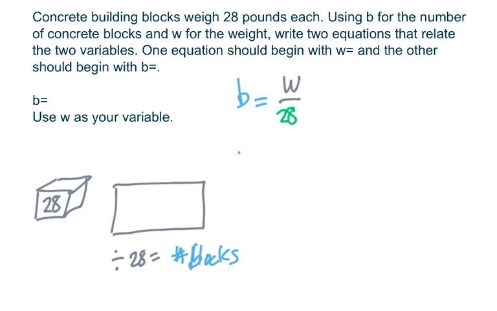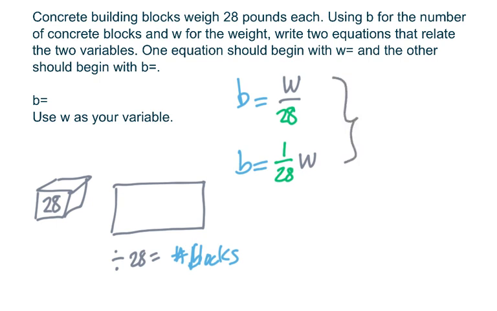Now there's another way we could write it. We could say B equals, and then rather than dividing by 28, we could multiply by 1/28, and we could multiply that times the total weight that we have, and that would give us the number of blocks. These two equations are both right answers.